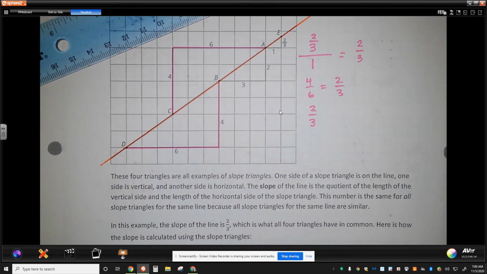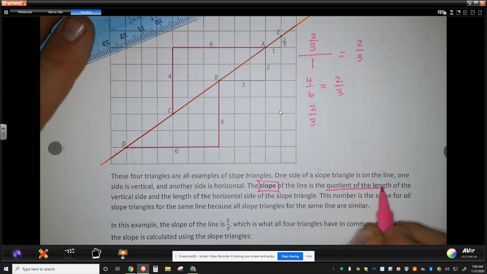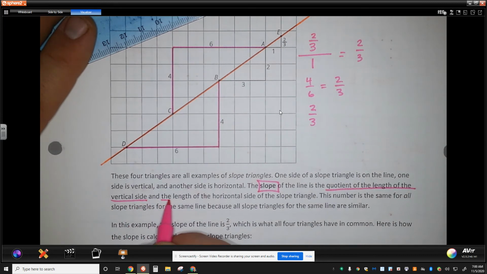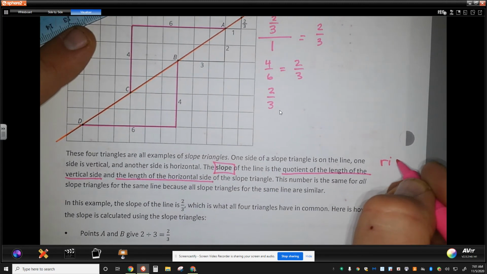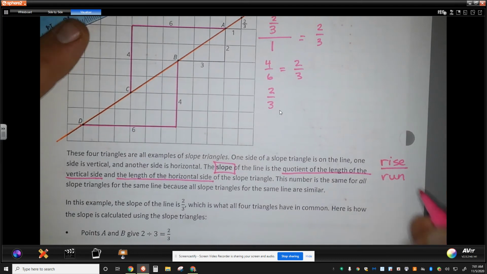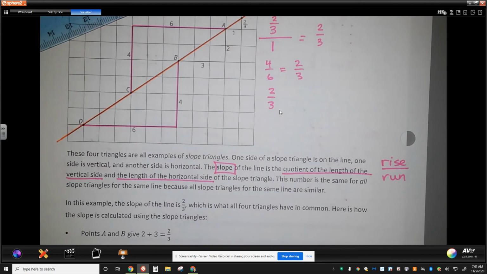We recognize that these 4 triangles are all examples of what we call slope triangles. One side of a slope triangle is on the line, one side is vertical, and the other side is horizontal. The slope is the quotient of the length of the vertical side and the length of the horizontal side, what we commonly call the change in y over change in x, or rise over run, or rise divided by run. This number is the same for all slope triangles for the same line, because the same line creates similarity between them.